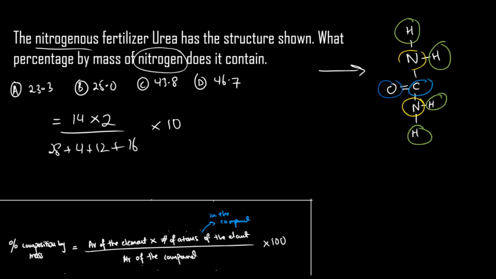And then, as I said, just don't forget to multiply it by 100. If you don't multiply by 100, you have a composition by mass, not percentage composition by mass. So I'll solve this in my calculator, and this ends up to be 46 point something. On my calculator we get a rounded value, so it's 46.6, and the closest we get to 46.6 in these options is option D. So the answer will be D, and there you go. That's your percentage composition by mass.